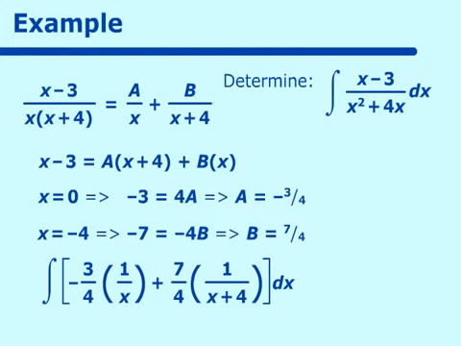Integrating this, we get negative 3/4 ln of the absolute value of x plus 7/4 ln absolute value of x plus 4 plus our constant. Again, we can put these together if we so desire, or just leave them separated. Not too bad. This one is similar to the last one. Let's go on to another problem.